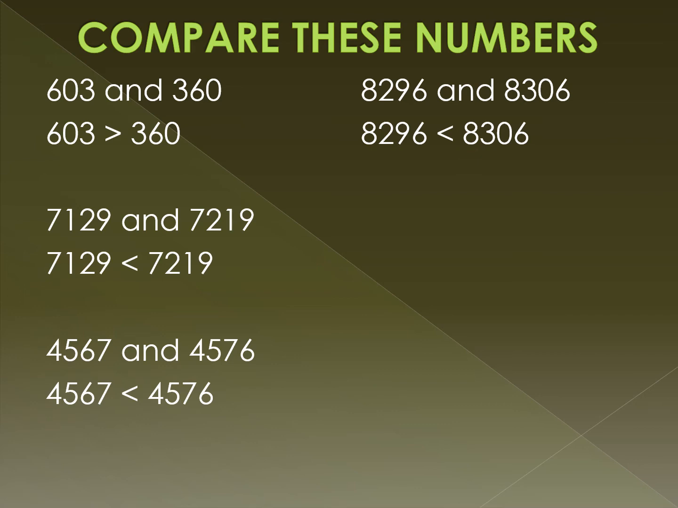The next example, 2001 and 2010. Let's compare it. Our digit on the leftmost side, here it is 2 and here it is 2. Since they are equal, we move on to the next digit. The next digit, here it is 0 and here it is also 0. Again, they are equal, so we move on to the next digit.